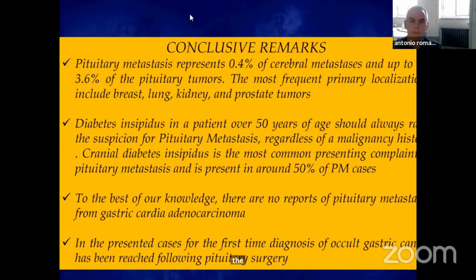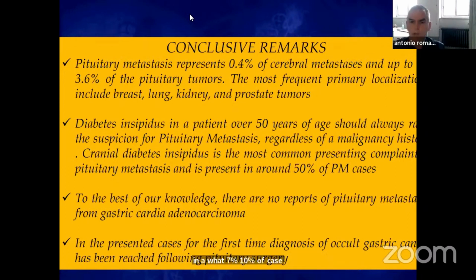The conclusive remarks: pituitary metastases are very rare, up to 3.7% of pituitary tumors. The most frequent localizations of the primary are breast, lung, kidney, and prostate tumors. Diabetes insipidus in a patient over 50 years of age should always raise the suspicion of pituitary metastasis, regardless of malignancy. Cranial diabetes insipidus is the most common presenting complaint in pituitary metastasis, present in around 50% of cases. For craniopharyngioma, diabetes insipidus in the pre-surgical phase is present in 7 to 10% of cases.